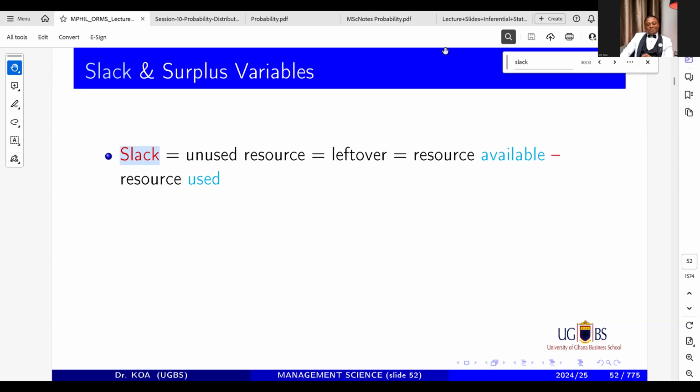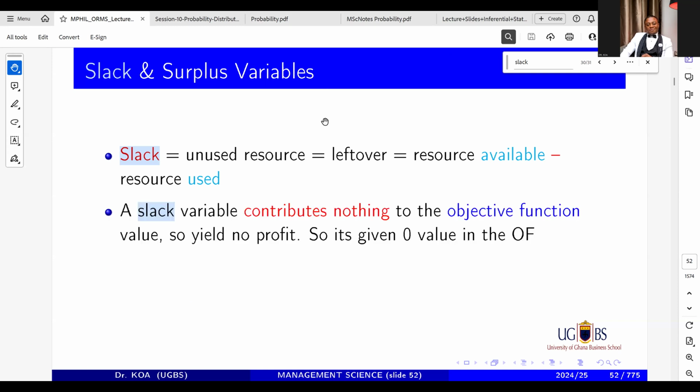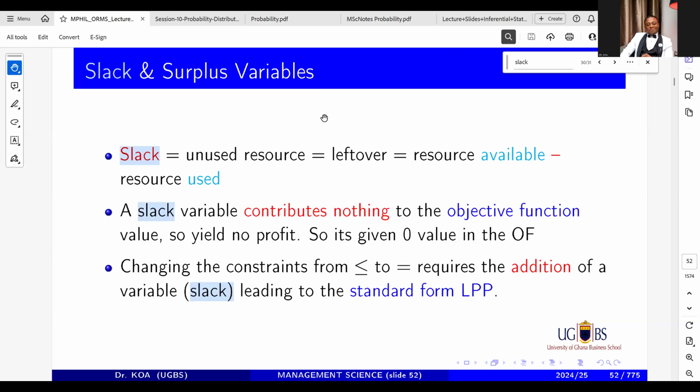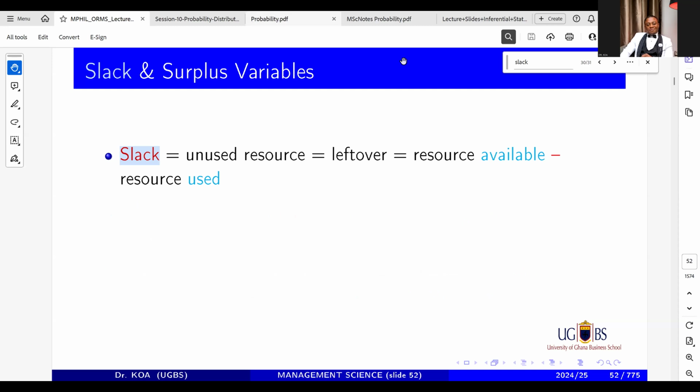Now, the slacks can help you to formulate the linear programming model in the standard form. The standard form of the linear programming model requires you to convert all inequalities to equalities. And that would mean that you are able to use the slacks to do that conversion. Let's remind ourselves a little bit with the Farm-Ghana Limited.